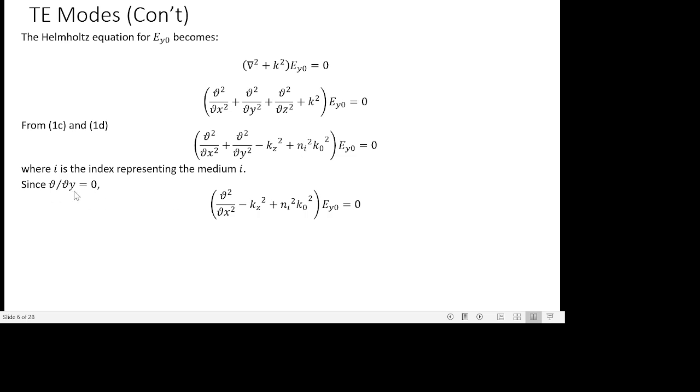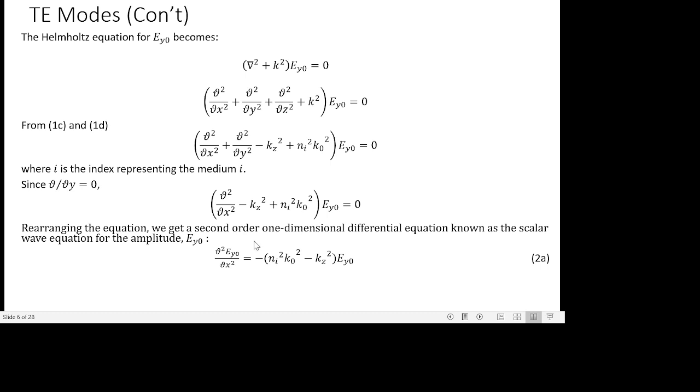And because all the y derivatives have to be zero, we can delete this term from the equation. We get this much simplified one. If we rearrange this equation, we will get a second order one-dimensional equation of this form. And remember, the bracketed expression on the right side is k of x squared.